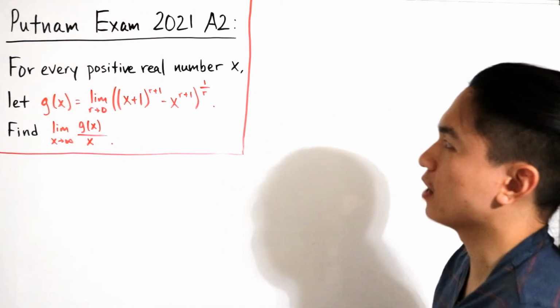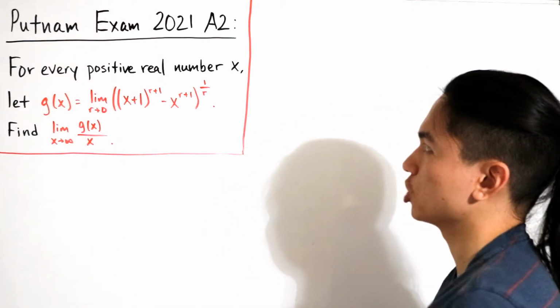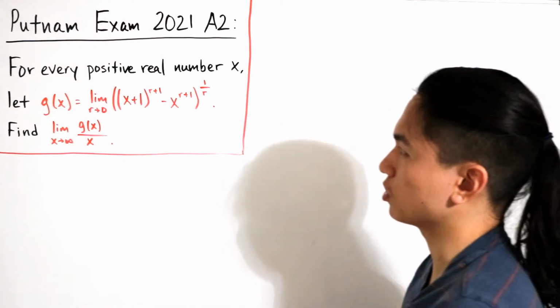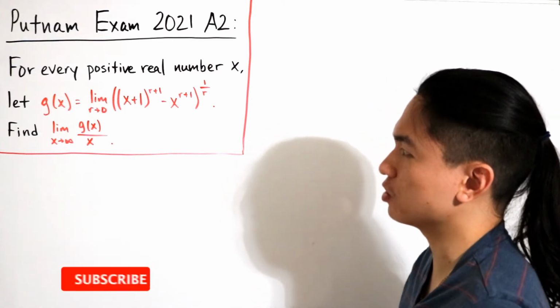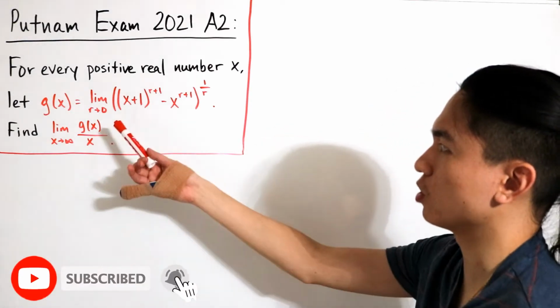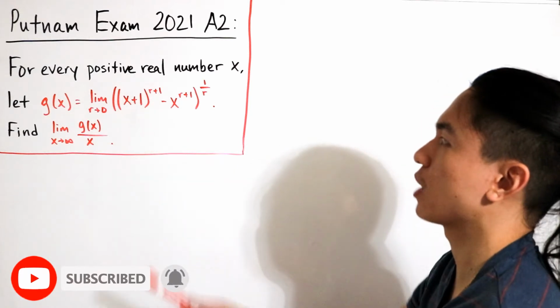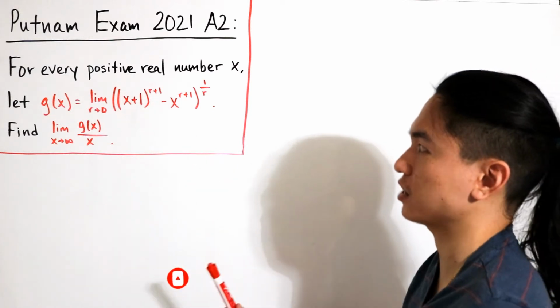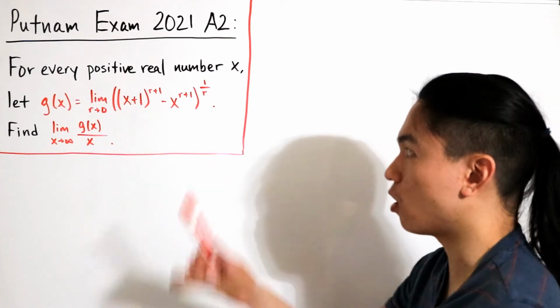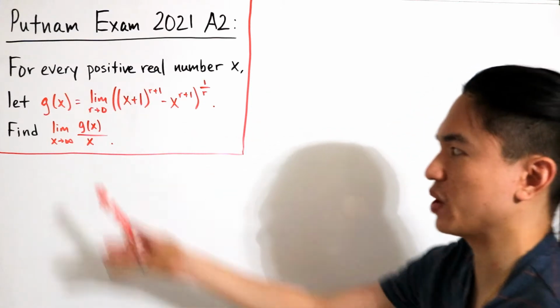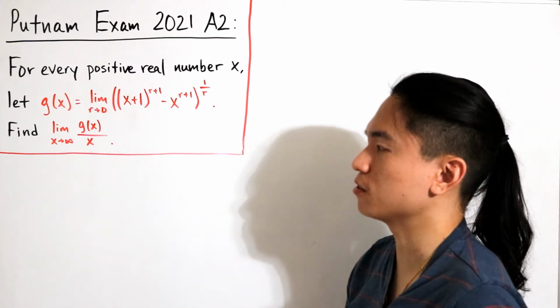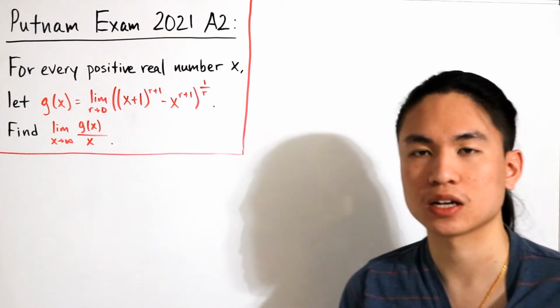Here today we have last year's Putnam Exam, and this is question A2. The question asks, for every positive real number x, let g of x equal the limit as r approaches 0 of (x plus 1 to the power r plus 1, subtract x to the power r plus 1), all that quantity to the power 1 over r. And we are being asked to find the limit as x approaches infinity of g of x divided by x.